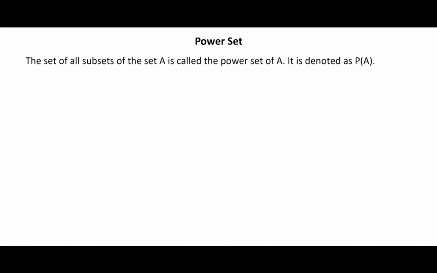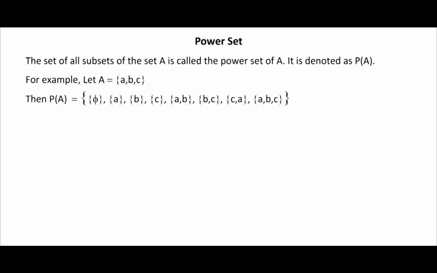Power set. The set of all subsets of the set A is called the power set of A. It is denoted as P of A. For example, let A be a set containing the elements a, b, and c. Then P of A is equal to empty set, singleton a, singleton b, singleton c, set ab, set bc, set ca, set abc. Note that the number of elements in the power set is equal to 2 power the number of elements in the given set.